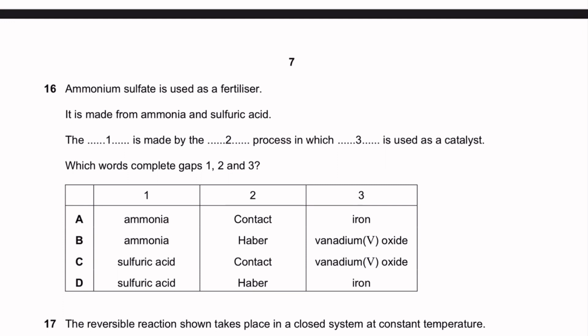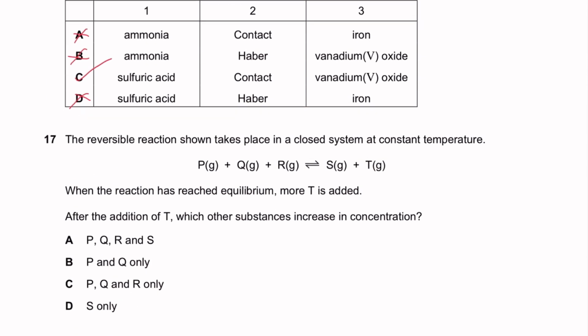Ammonium sulfate is used as a fertilizer. It is made from ammonia and sulfuric acid. Which words complete gaps 1, 2, and 3? In A it says ammonia and contact process. Ammonia is not made in the contact process, so it's wrong. In B it says ammonia, Haber process, and vanadium 5 oxide. The catalyst in the Haber process is not vanadium oxide, it's iron, so it's wrong. In C it says sulfuric acid, Haber process, contact process, and vanadium 5 oxide. It's correct. In D it says sulfuric acid, Haber process. Sulfuric acid is not made in the Haber process.